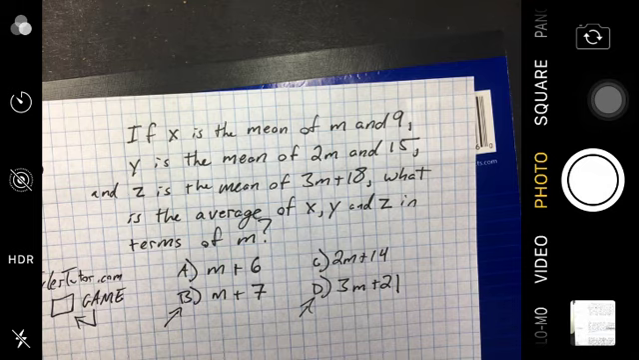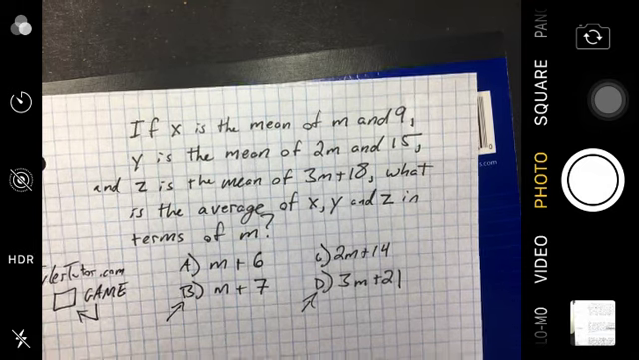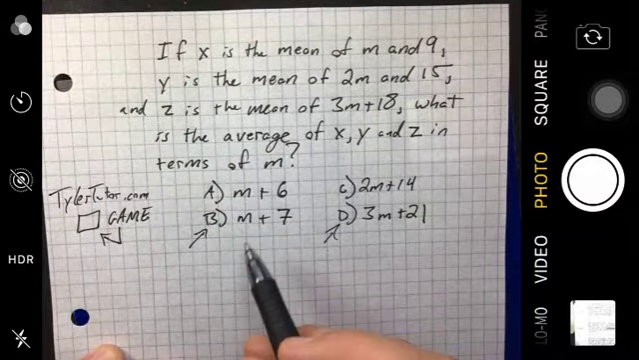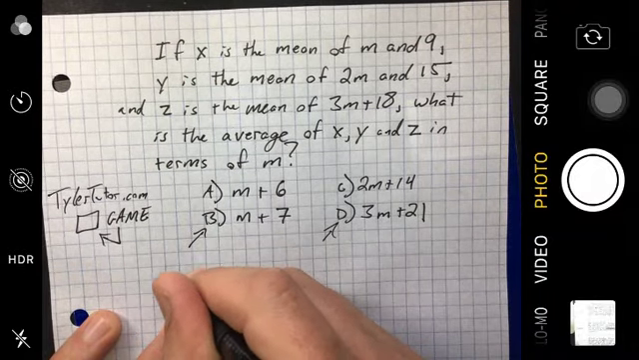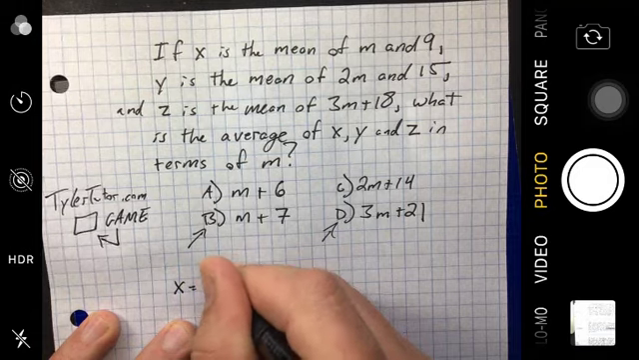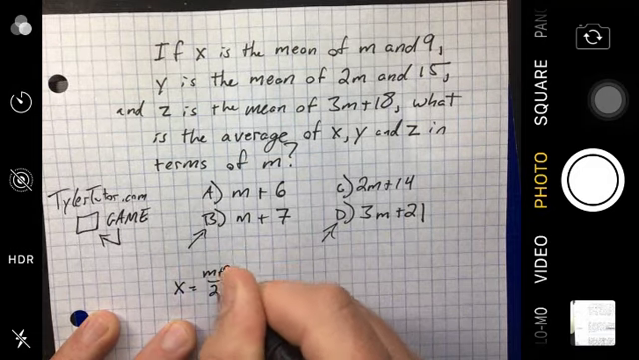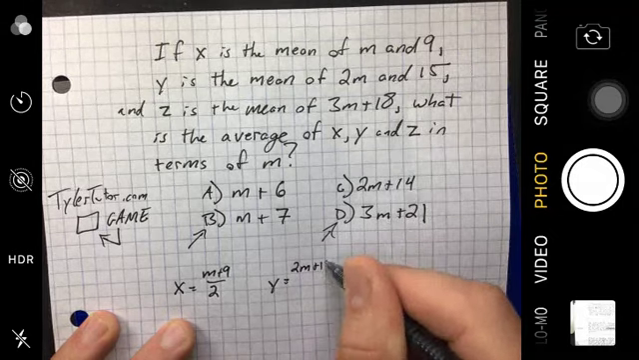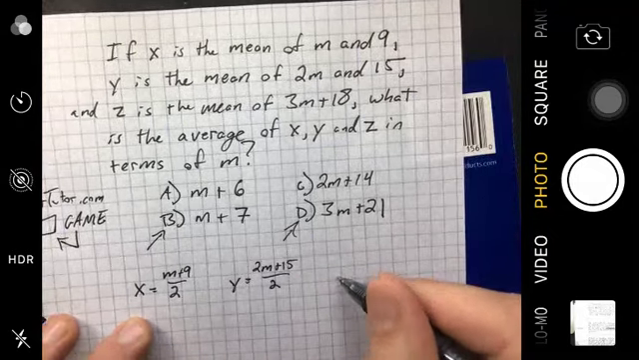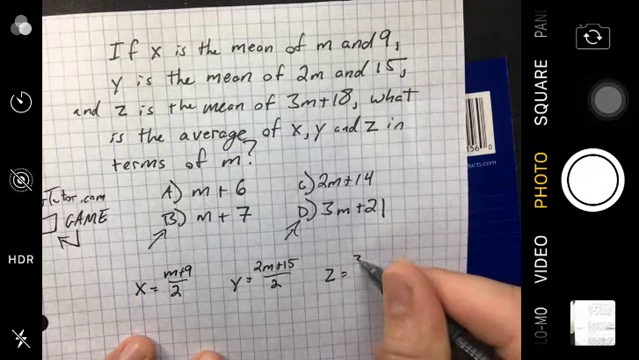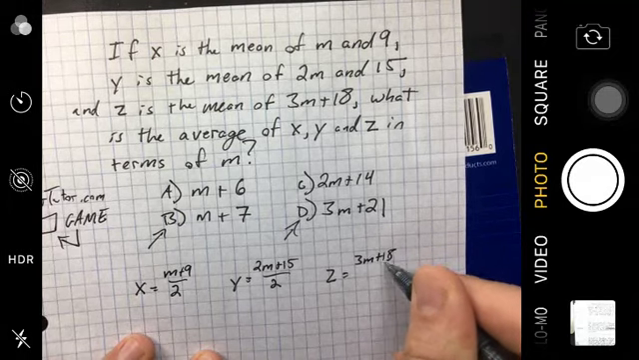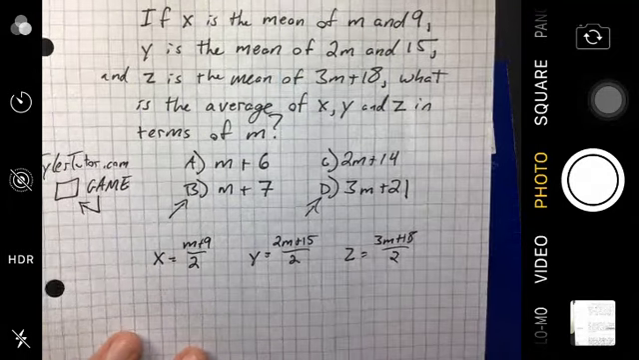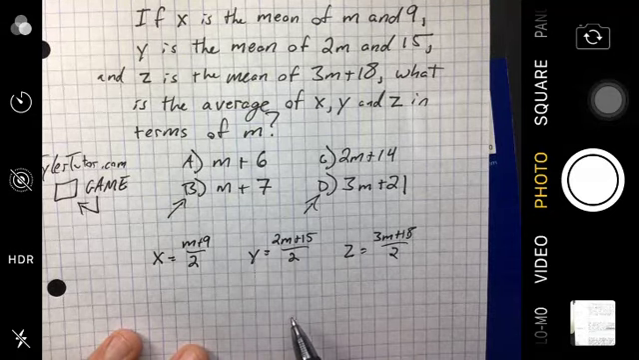All right, cool. So let's go through this, guys, because I think this is a great question. Just setting it up, we know that X is (M plus 9) over 2. We know that Y is (2M plus 15) over 2. And we know that Z is (3M plus 18) over 2. So once we get this, then we can start playing with it, but this is also where it gets really hard.